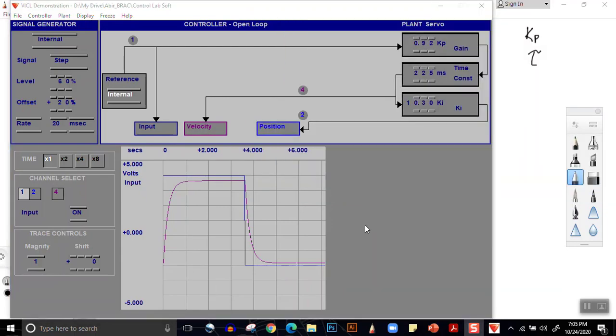Now that we understand how these settings work, and we need to understand it really well, we can change to our original settings, which was level 60%, offset 0%, rate 20 milliseconds. Now we need to determine the gain and time constant. Now there is only one way of determining gain, which is really easy.